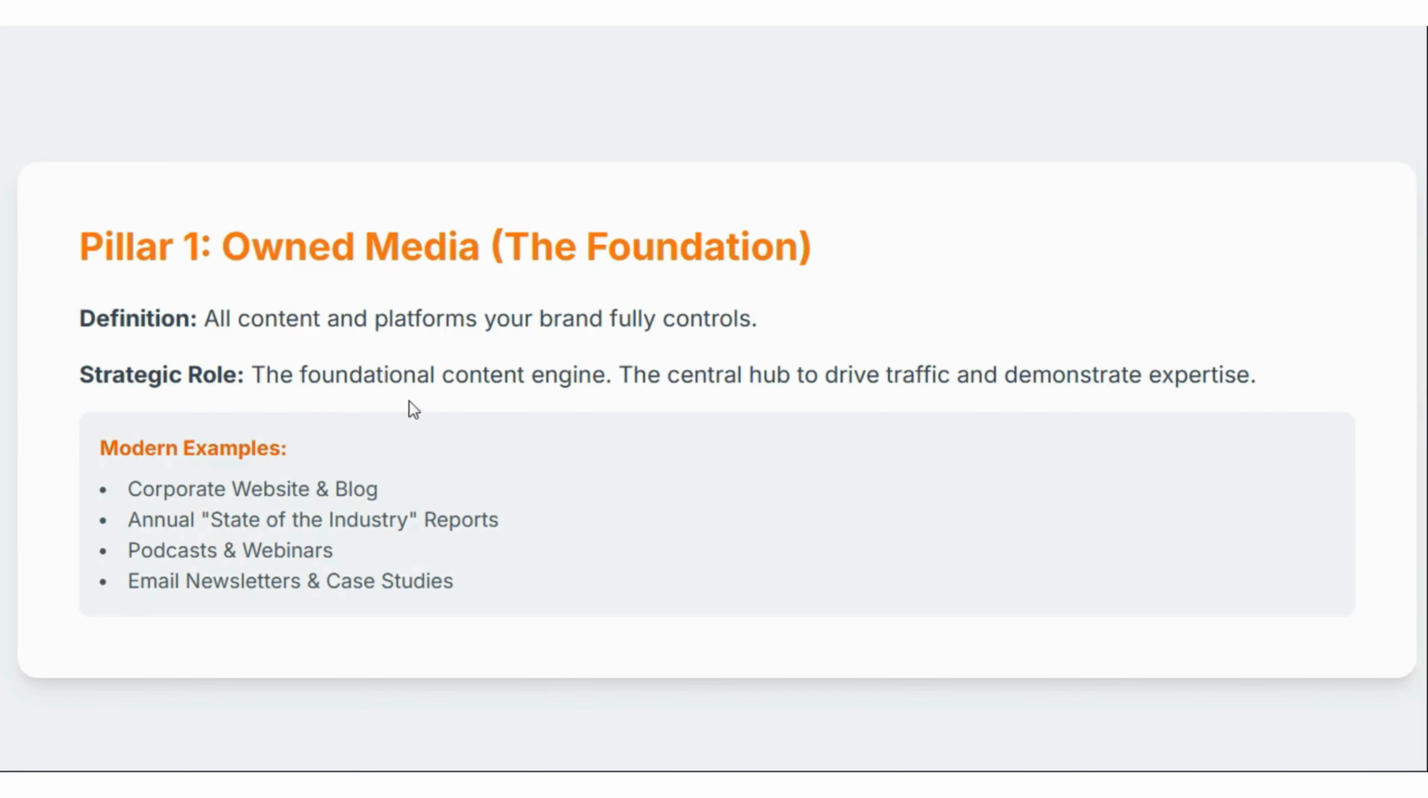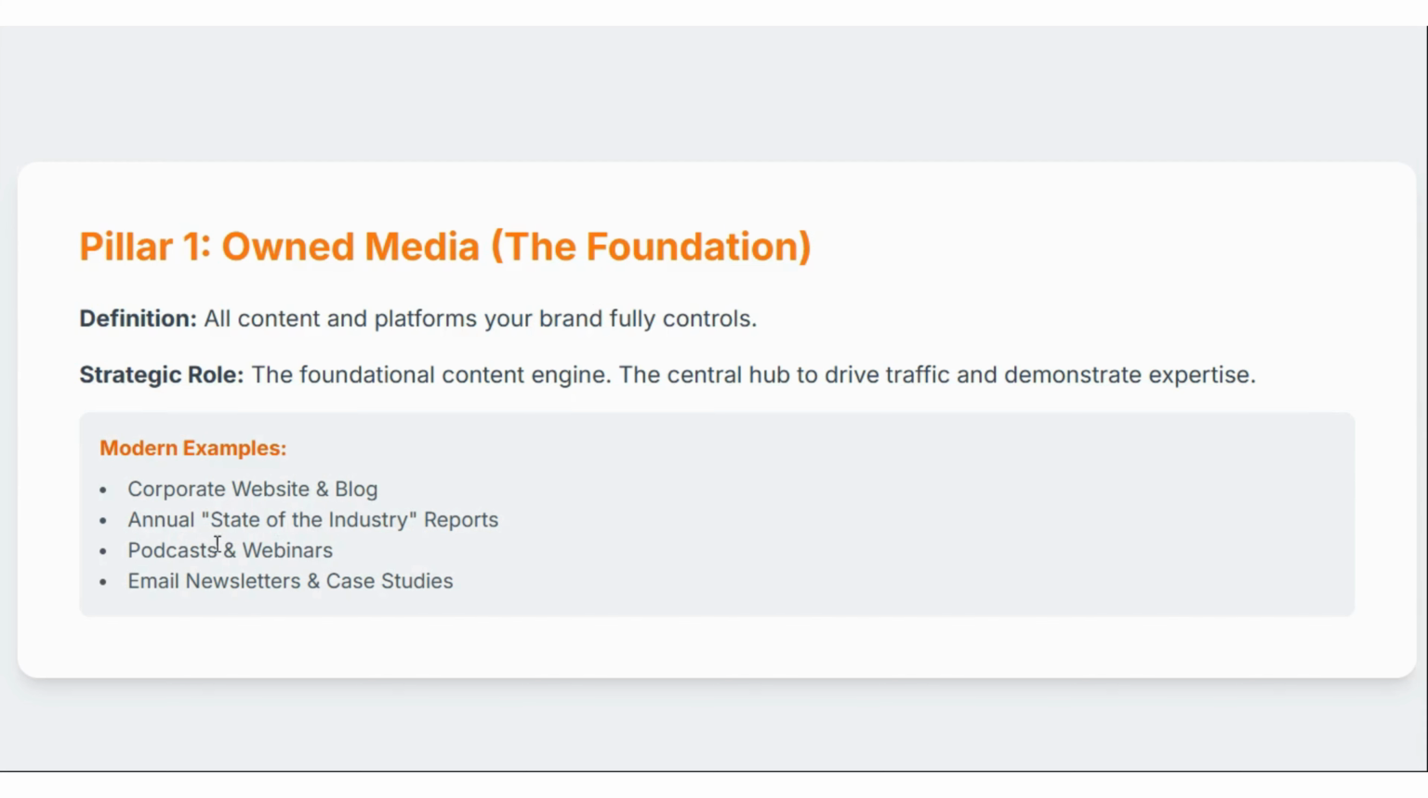What's the strategic role of owned media? It can be the foundational content engine. Everything you want to talk about your business, about your achievements, about any new releases should be published first on your own media. It can be the central hub to drive traffic and demonstrate expertise. If you want to show that you have expertise in any field, you first have to show it in your own media. There are many examples about that.